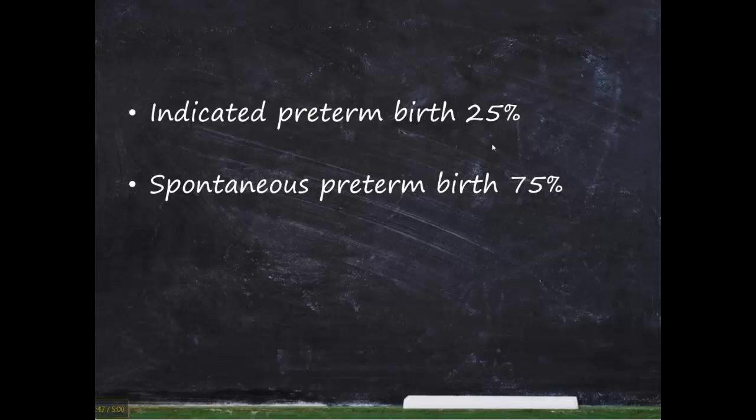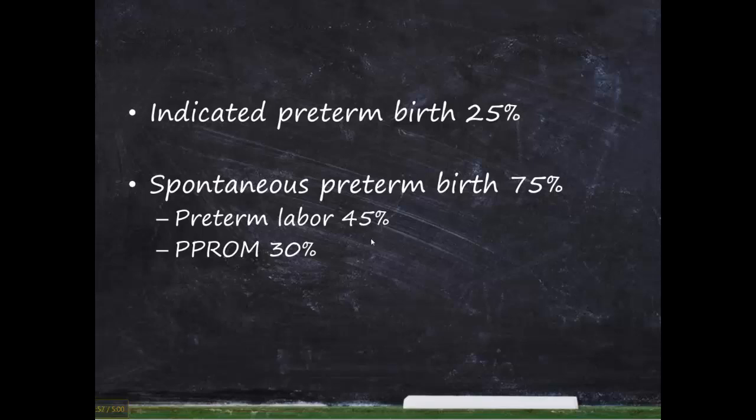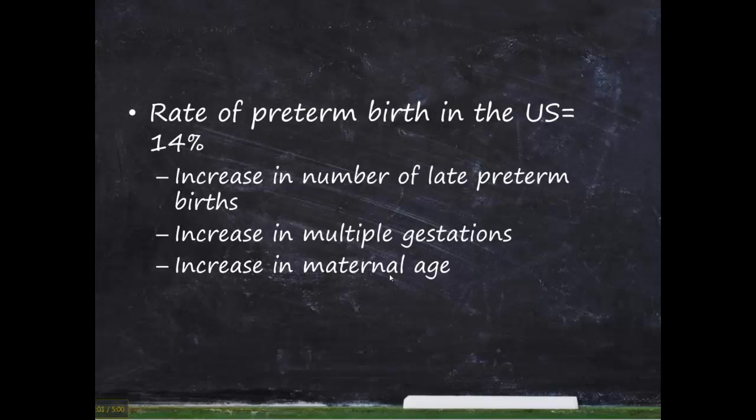25% of all preterm births are secondary to indicated preterm birth. The remaining 75% are attributed to spontaneous preterm birth. This can further be broken down in that 45% are due to preterm labor and 30% due to PPROM. In the United States, the rate of preterm birth is approximately 14%. The rate of preterm birth has risen since the 1990s, and this has been attributed to a few different factors. Number one, an increase in the number of late preterm births. Number two, an increase in the number of multiple gestations. And number three, an increase in maternal age.